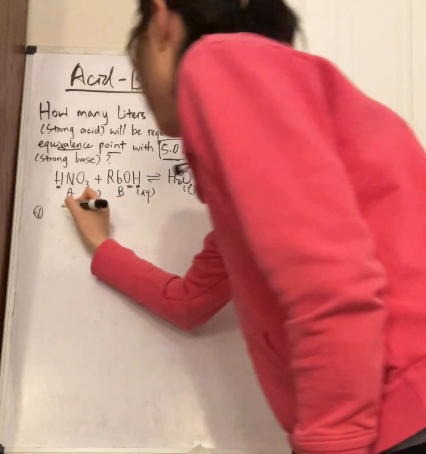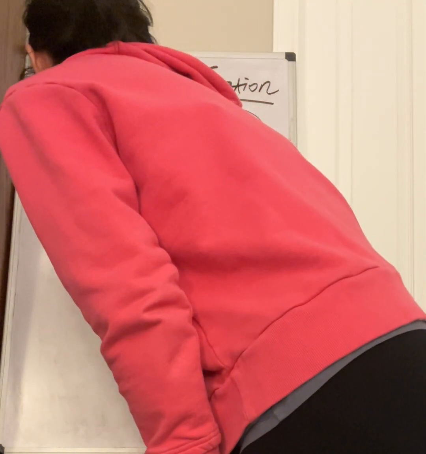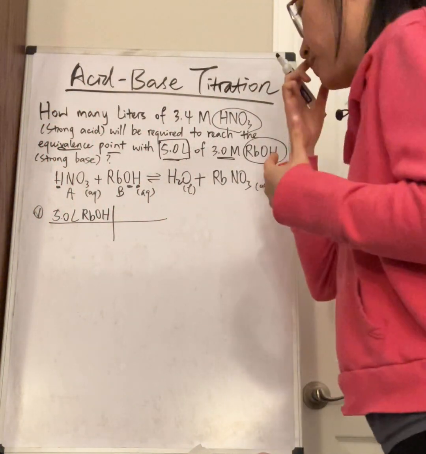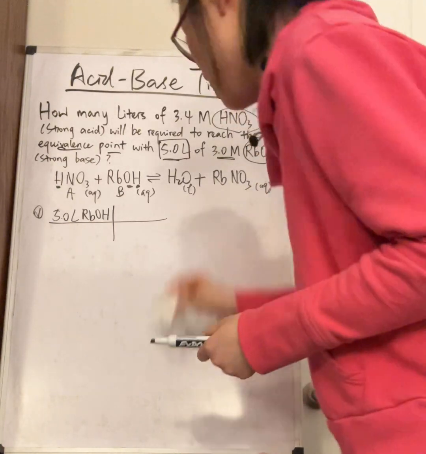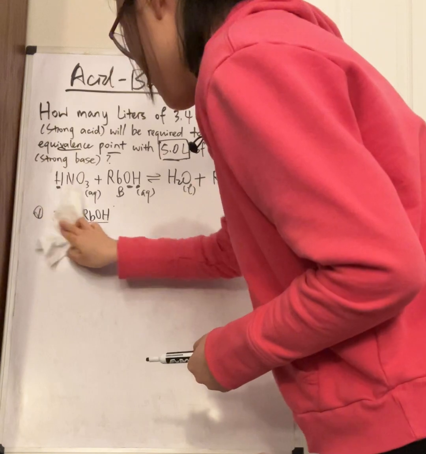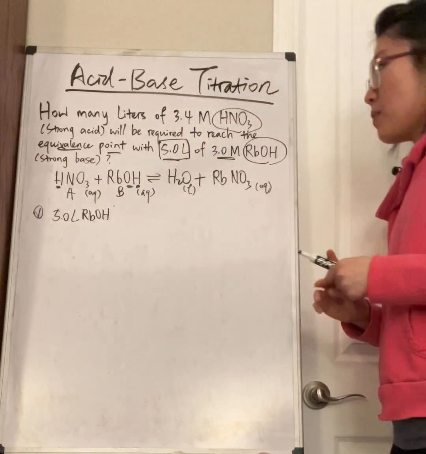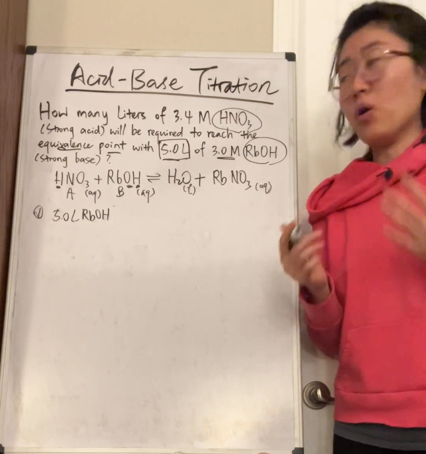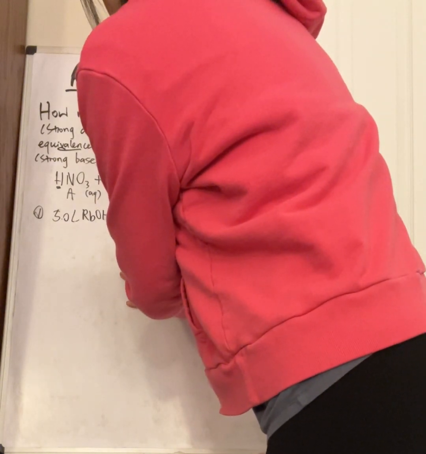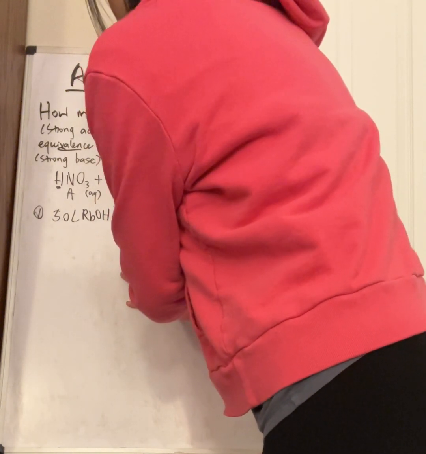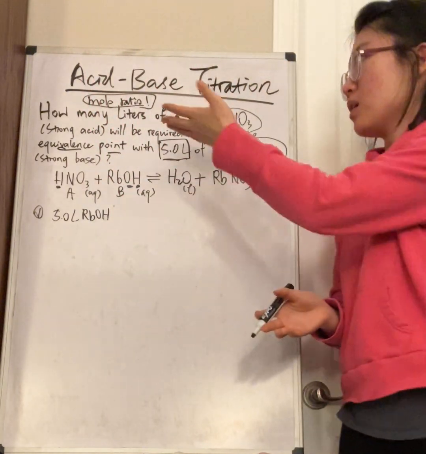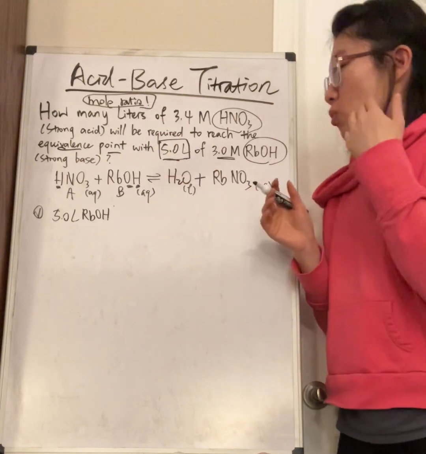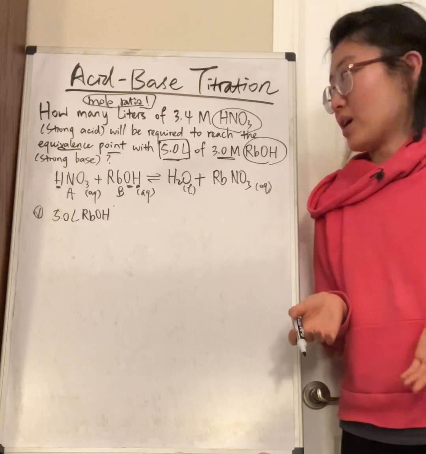So 5 liters of RbOH. Actually, let me write it this way, I think it would be easier to see. Remember, in order to do stoichiometry, we're always going to find the mole ratios. Mole ratios are a very important concept. You will use this for the rest of your chemistry life. But in the question, they didn't give us any moles, right? We didn't see any moles.